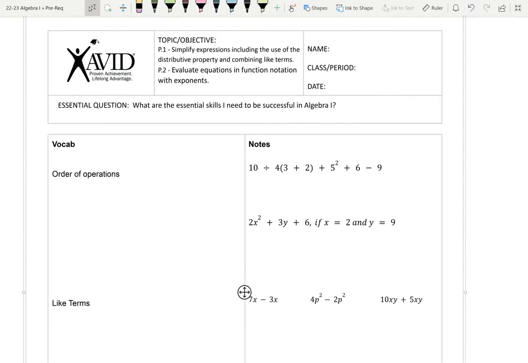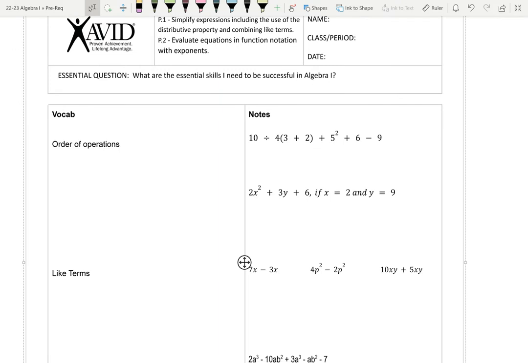Our first lesson today is going to be just some of the basic stuff for Algebra 1. So we're going to start with the order of operations, which you've probably already heard of before, and that is PEMDAS. So we're just going to write that down.